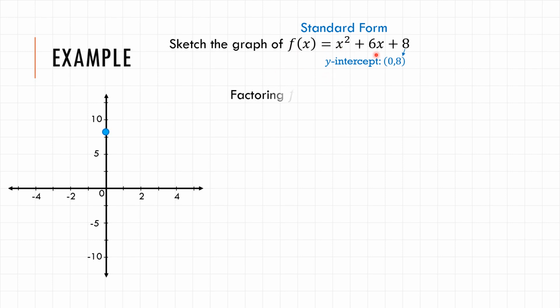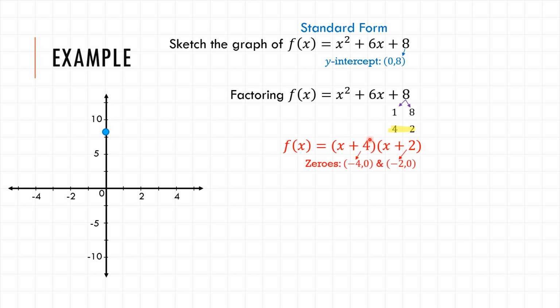We can then take this equation in standard form and factor it to turn it into factored form. So let's see, 8 times 1 gives us 8, but that's not it. We can't get 6 out of 1 and 8. What about 4 and 2? 4 times 2 is 8, and 4 plus 2 is 6. So these are the factors we're going to use, and this will factor into (x + 4)(x + 2). And this tells us right away that the zeros are going to be the opposite signs of whatever these numbers are, so -4 and -2. And let's plot those on our graph right now.